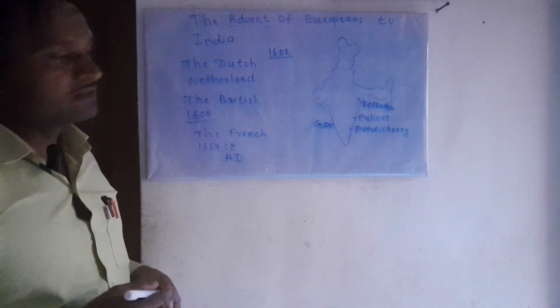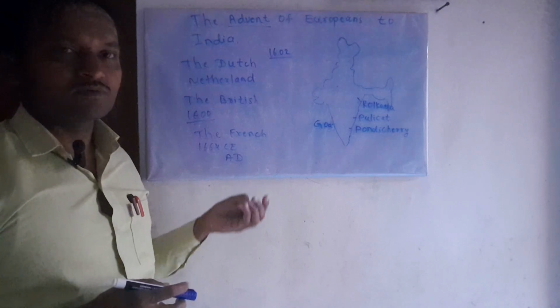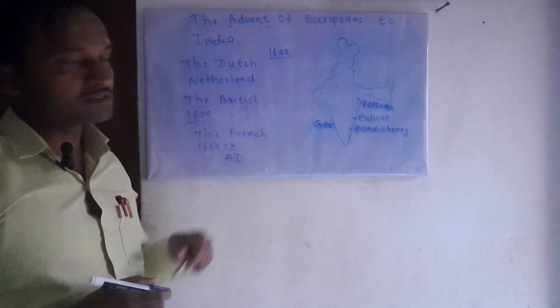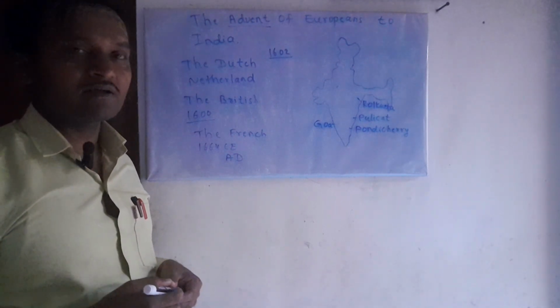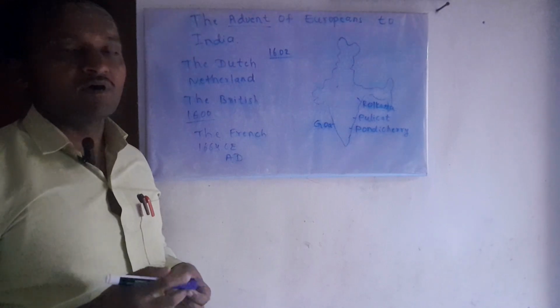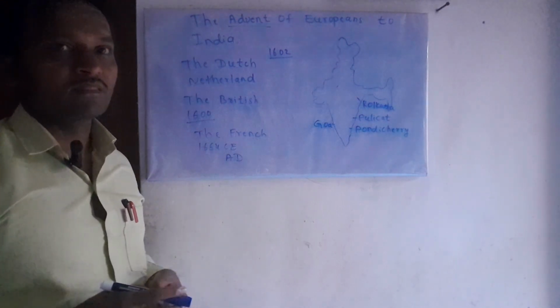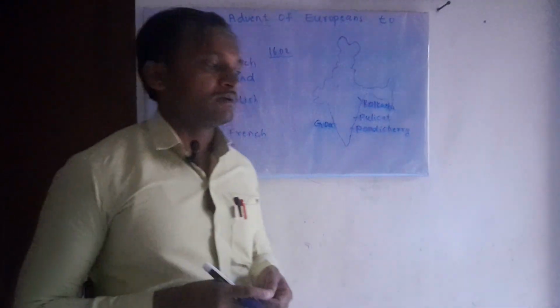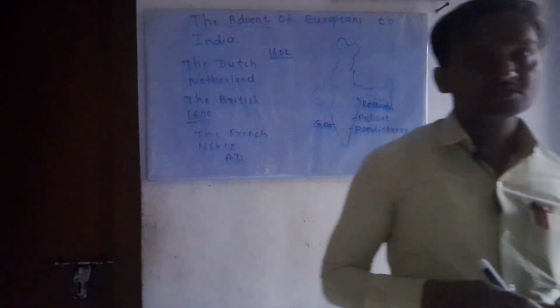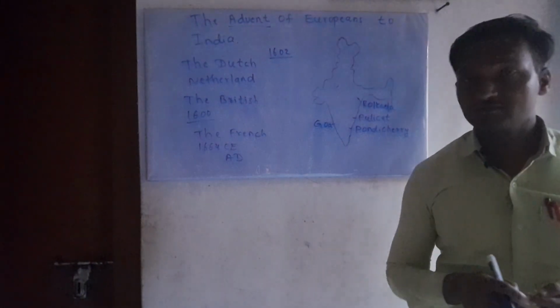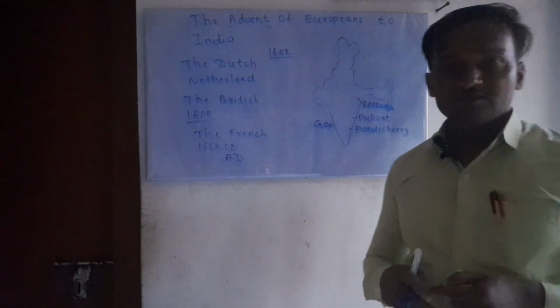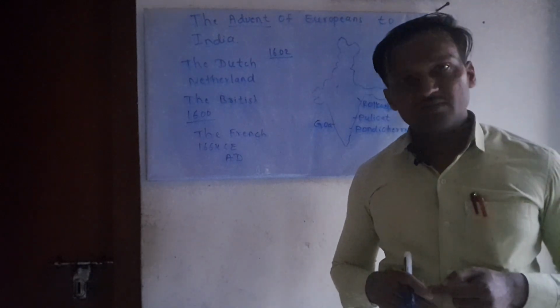In this way, Europeans came to India. Among them, the British established their empire in India and ruled us till 1947. I hope this has become clear to you.